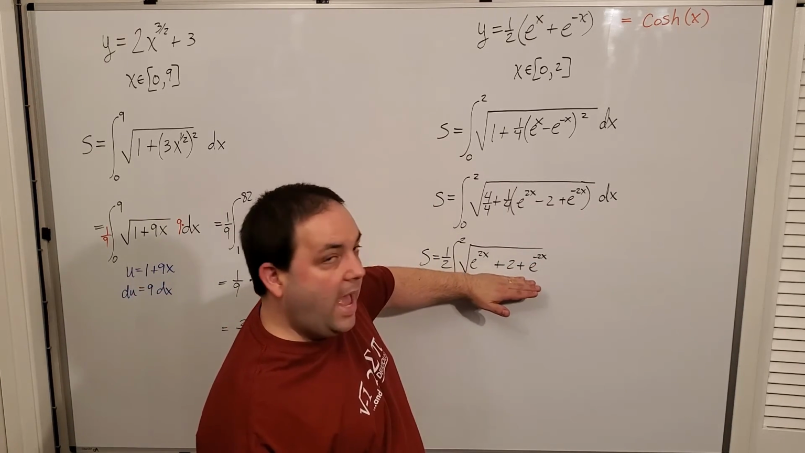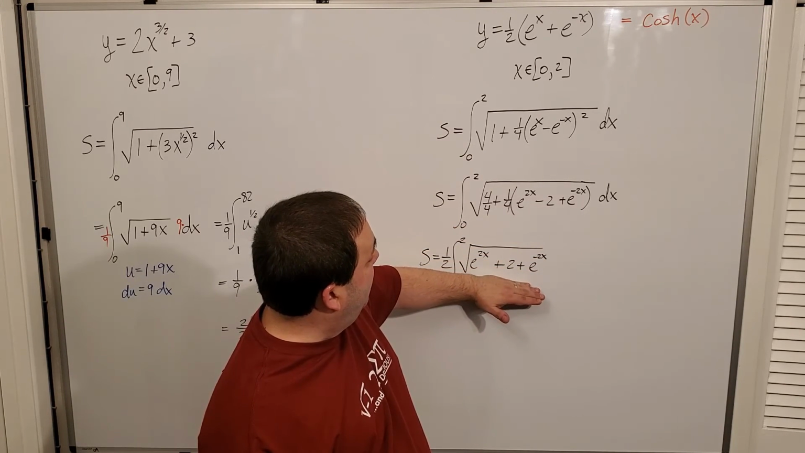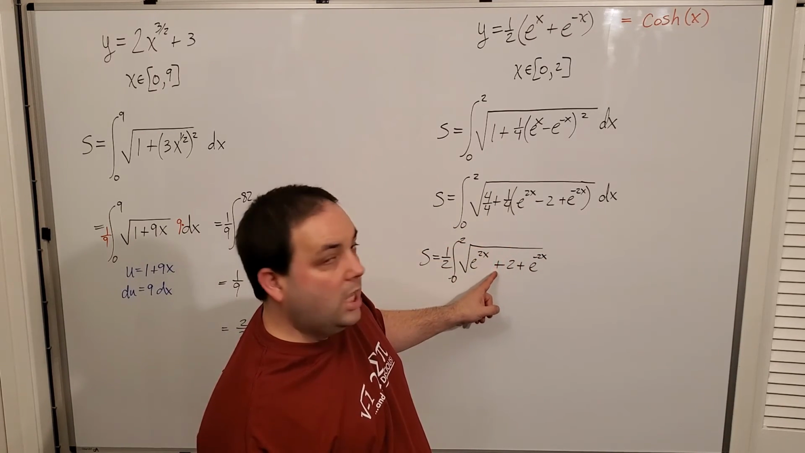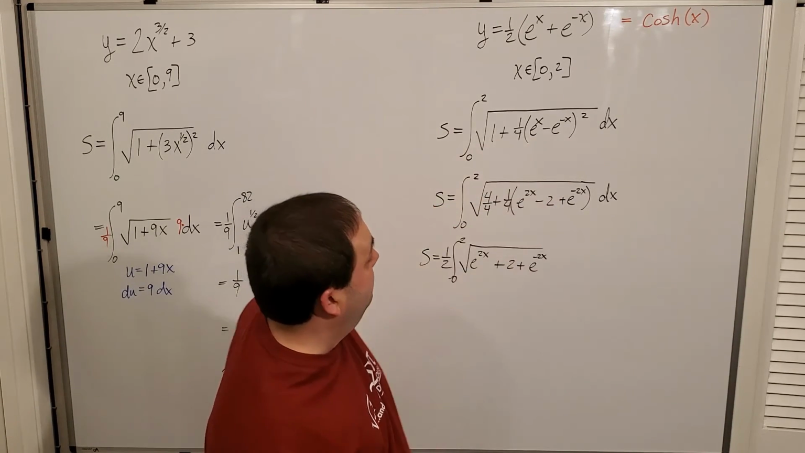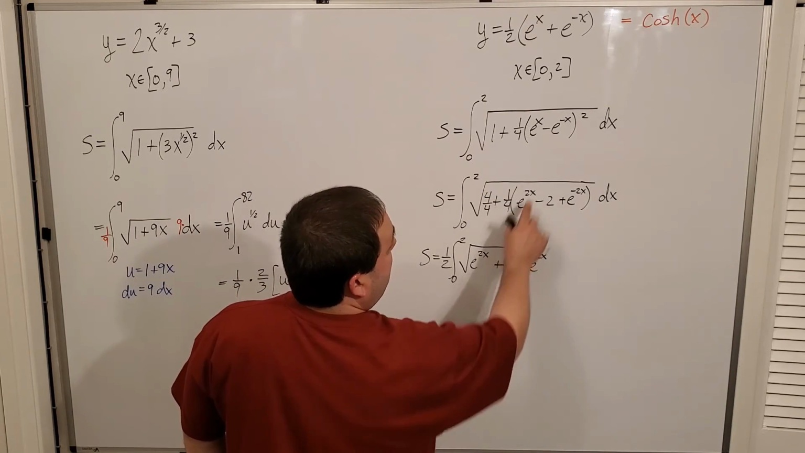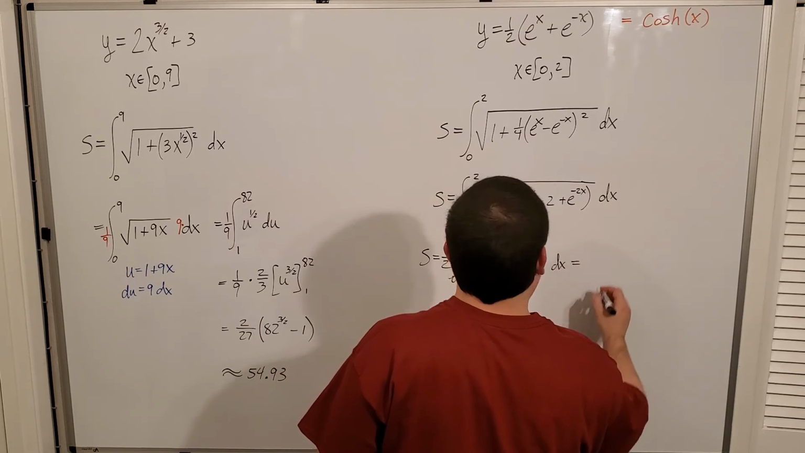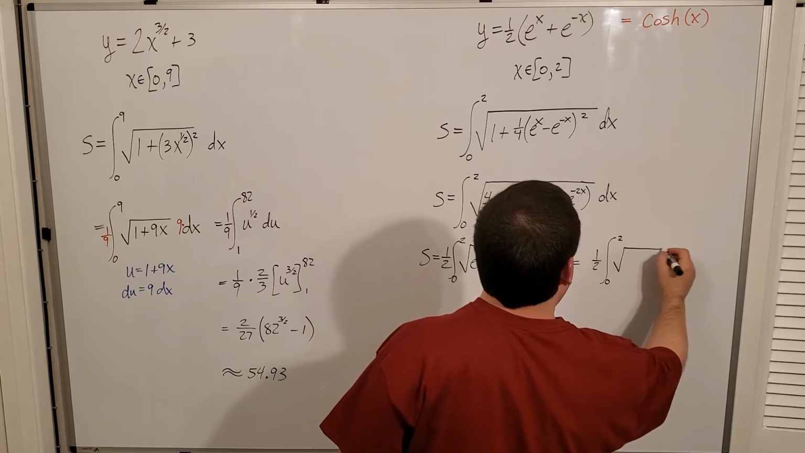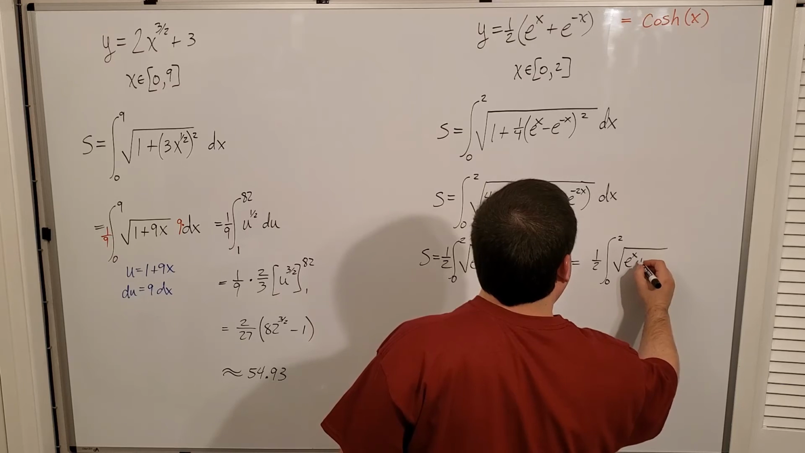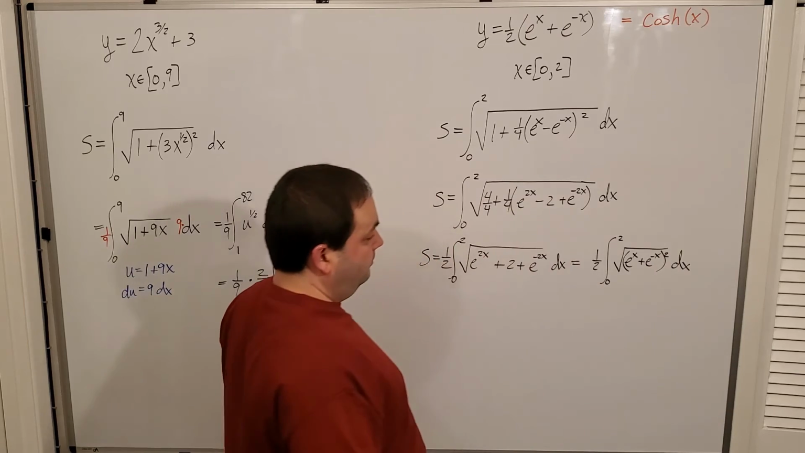Now I'm hoping that you see a pattern here between this and this, because what I've actually got is the exact same setup, just it changed from a minus to a plus, which means it's this exact same type of binomial squared, but with a plus instead of a minus, dx. So I've got 1/2 integral from 0 to 2 square root of e to the x plus e to the negative x, and that whole quantity squared dx.